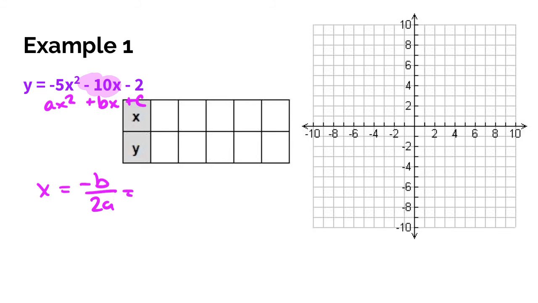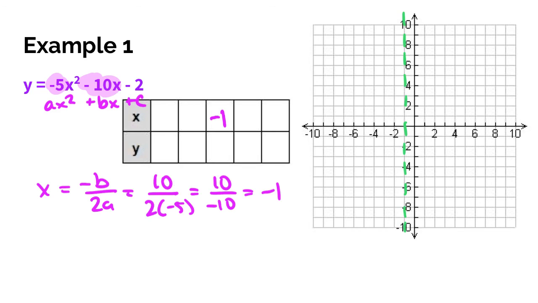My a value is negative 5. So I would have the opposite, which is positive 10 over 2 times negative 5. That's going to be 10 over negative 10, which means here my graph is going to be centered around negative 1. Drawing this on my graph, negative 1 would be shifted 1 over here. Again, it could be shifted anywhere on my graph, in this case shifted 1.